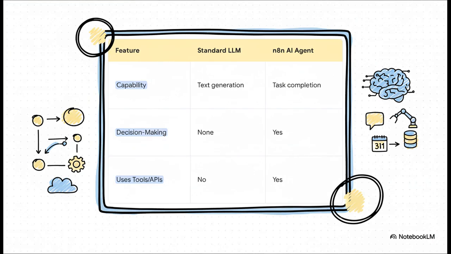A standard large language model, an LLM, is great at generating text. It's like a fantastic conversation partner. But an n8n AI agent is designed to be a doer. It's goal-oriented. It can actually make decisions and use your other nodes, like your Slack node or your Google Sheets node, as tools to perform tasks in the real world. It doesn't just talk about doing things, it actually does them.